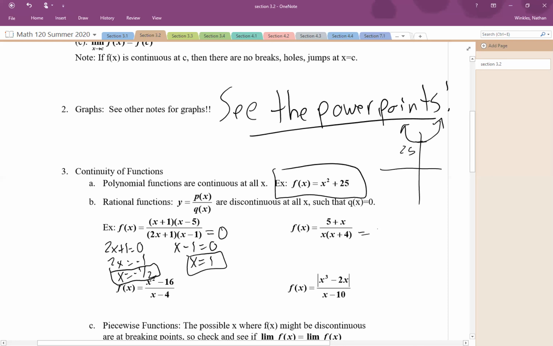For the second one here, (5 plus x) over x times (x plus 4), we set x equal to 0 and x plus 4 equal to 0. So x equals negative 4, we're discontinuous. x equals 0, we're discontinuous. These are what we call non-removable discontinuities. In other words, there's nothing we could factor out of the numerator and cancel out in any case.